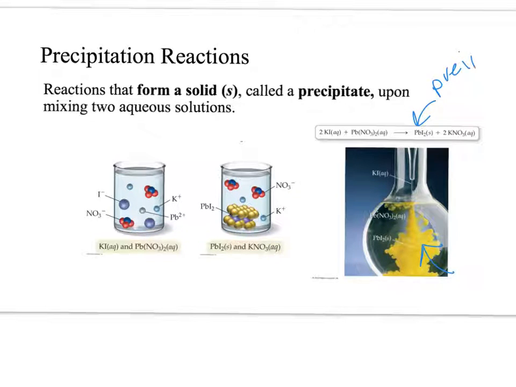precipitate. So the lead iodide becomes the precipitate, which is that yellow solid that's forming in the flask. And then the other product is this potassium nitrate, and it remains aqueous. Now, when you are given just the reactants, you will be able to identify the compounds and what the precipitate will be in the product.